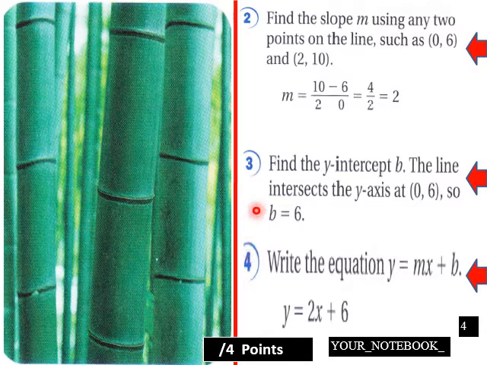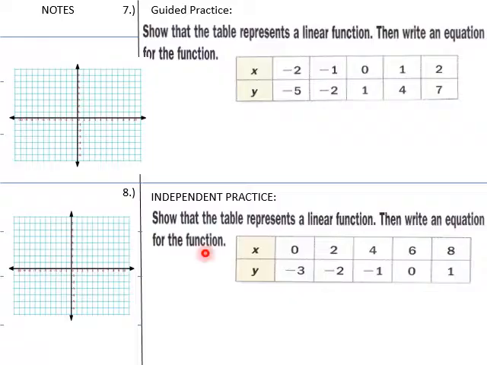And then write the equation y equals mx plus b, and that is this. Here we just plug in from what we've done up here. 2 is m, and 6 is b, and this is our equation of that line.